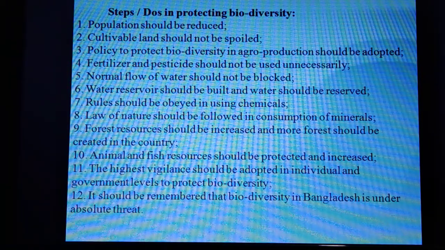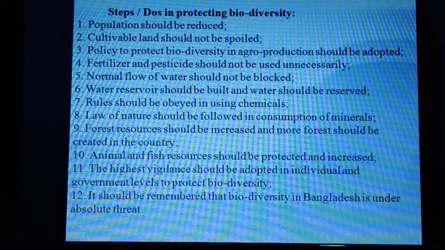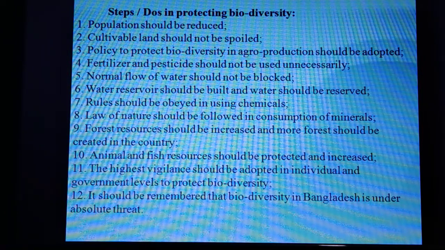Point 6, water reservoirs should be built and water should be reserved in them. Point 7, rules should be obeyed in using chemicals. We should use chemicals according to our necessity, maintaining a proper procedure. Point 8, the law of nature should be followed in consumption of minerals. We must use our mineral resources, but they should not be used unnecessarily.